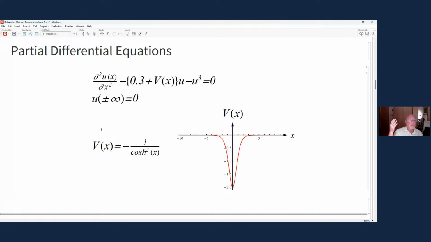On the other hand, you can regard it as the Schrödinger equation of a particle in a potential well, but this Schrödinger equation has a nonlinear term. Now the boundary conditions are at infinity and they are zero. And this potential well is the hyperbolic cosine to the power of minus 2, and here it is shown.